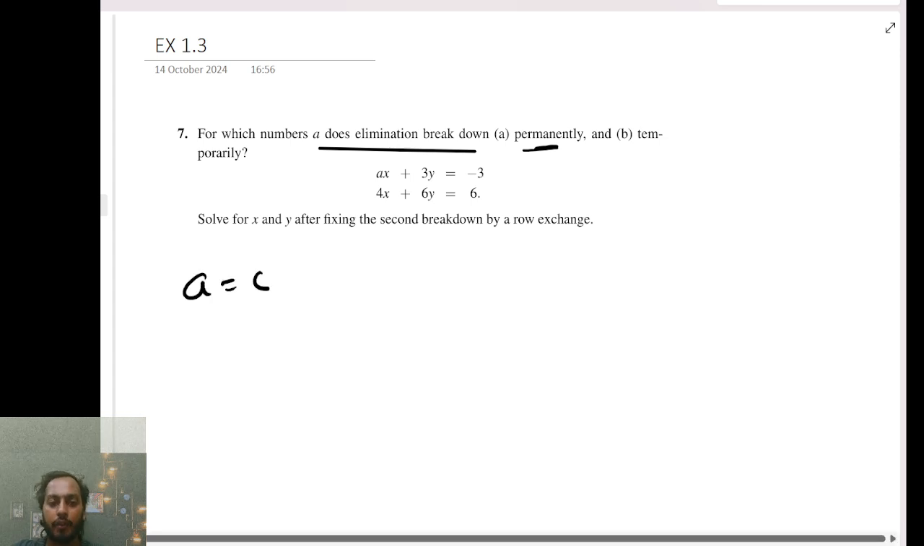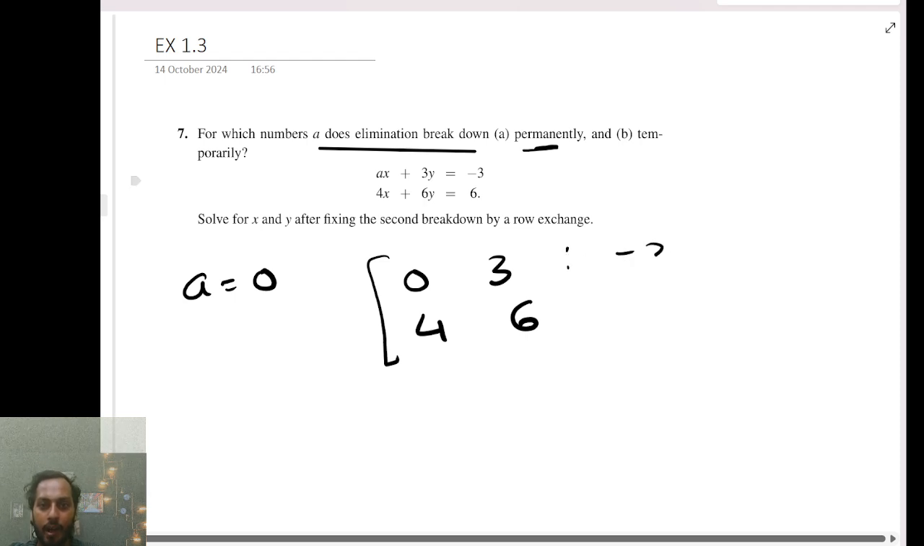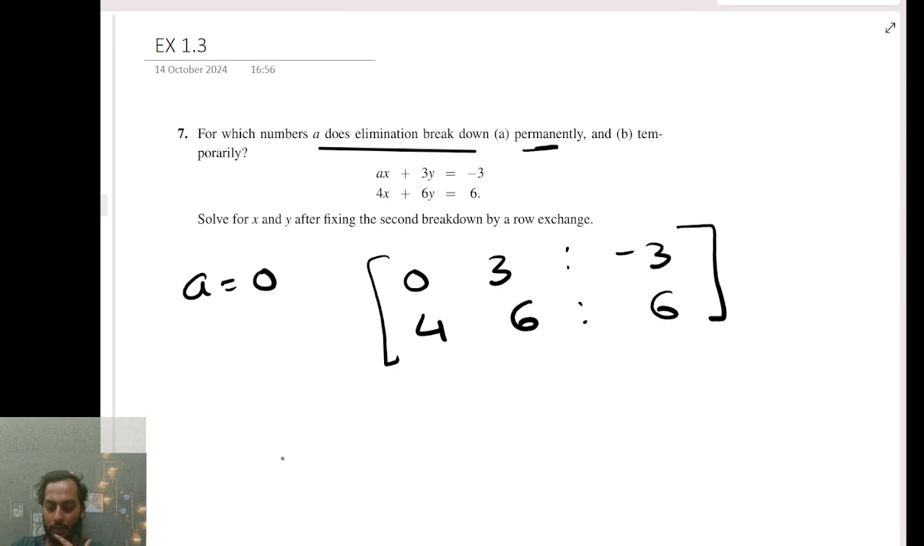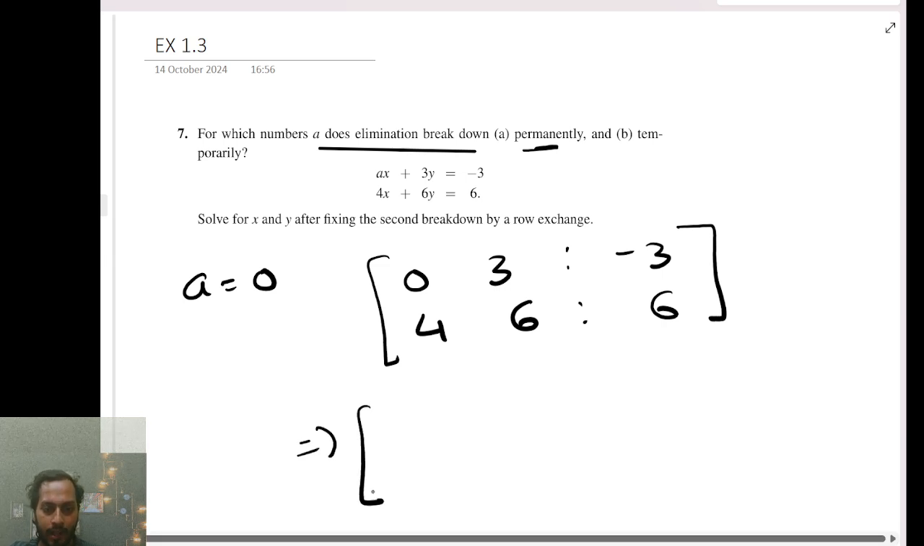When A would be 0. If A is 0, your matrix would be 0, 3, 4, 6 and minus 3, 6. That would be your augmented matrix. But you cannot start the Gauss elimination here because your first pivot is 0. But Gauss suggested that if the pivot is 0, you can exchange the rows for starting the elimination. Am I right? So can I exchange the row?